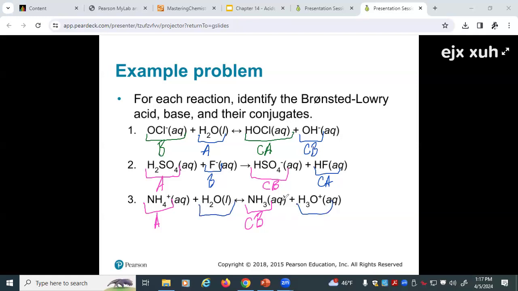My other conjugate pair is water and hydronium. We can see that the water has added a hydrogen. Adding a hydrogen is basic behavior, which makes the hydronium a conjugate acid.